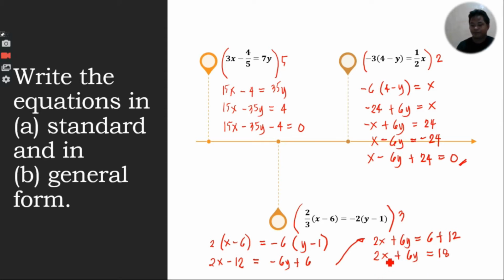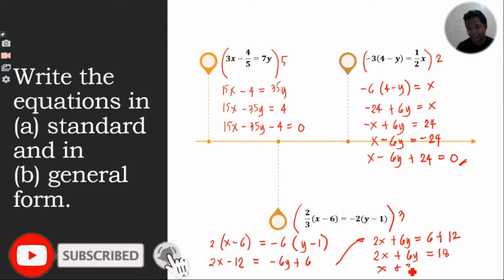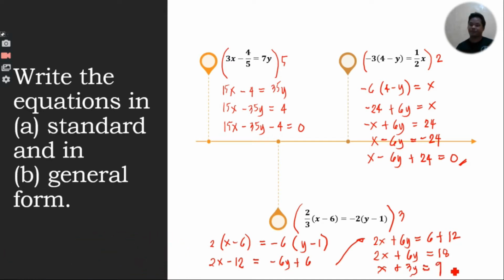And in lowest terms, since we must have a greatest common factor of 1, this will become x plus 3y is equal to 9. And for our general form, x plus 3y minus 9 is equal to 0.